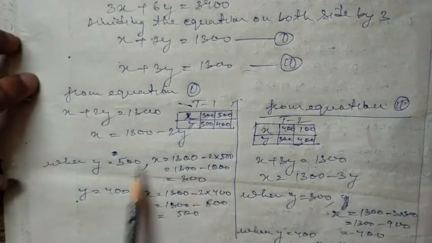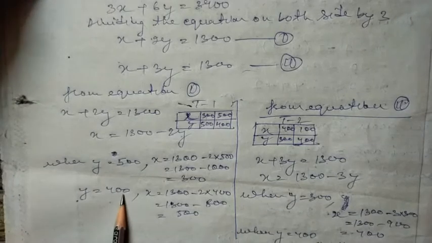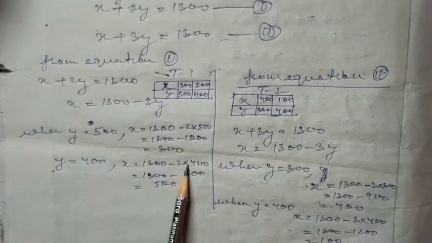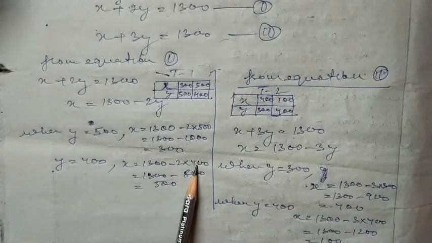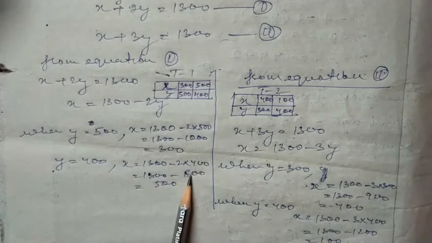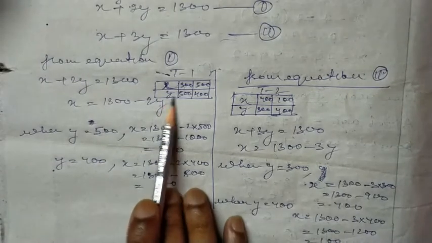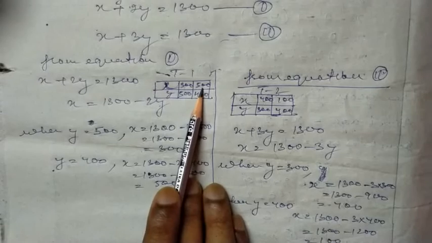Then again we have taken the y value 400, then x is 1,300 minus 2 into 400, that is 800. So 1,300 minus 800 is 500. So when y is 400, we got x as 500.